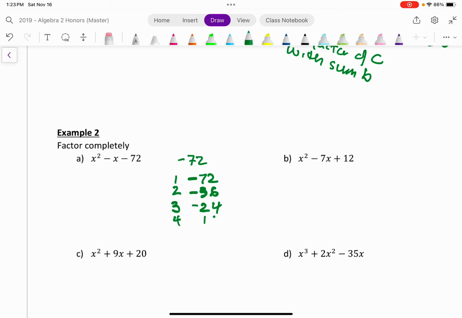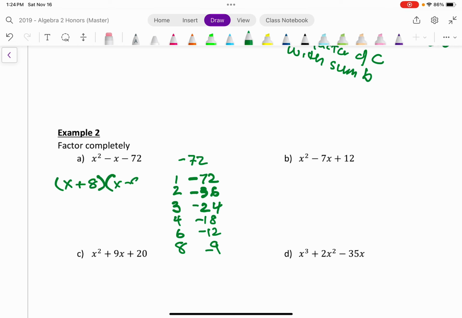4 and 18. 5 doesn't go. 6 and 12. 7 doesn't go, but 8 does. 8 and 9. Oh, here we go. 8 and 9 worked. So I don't have to do any more work. I know it's going to be x plus 8, x minus 9. All right, pause the video and try the others, and I'll write down the answers now.